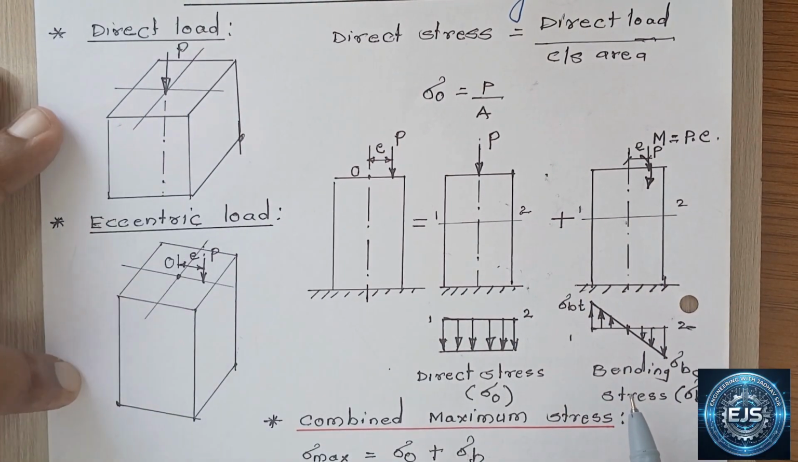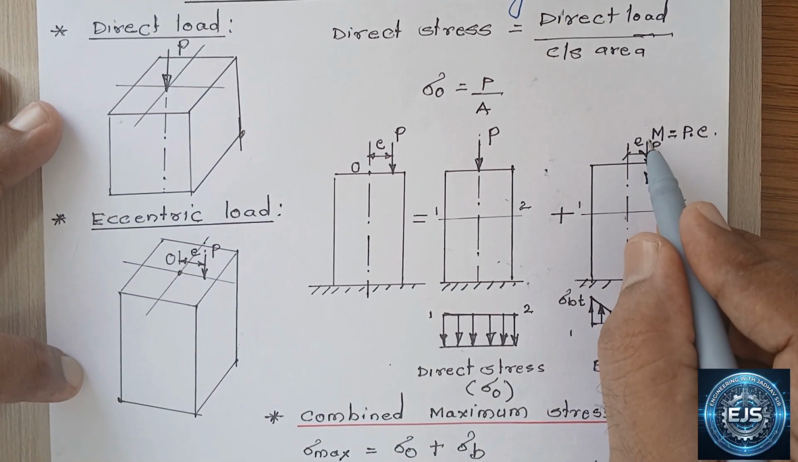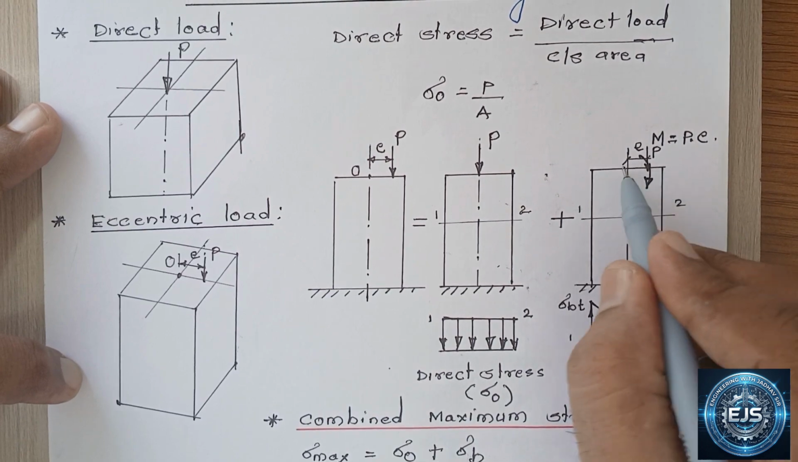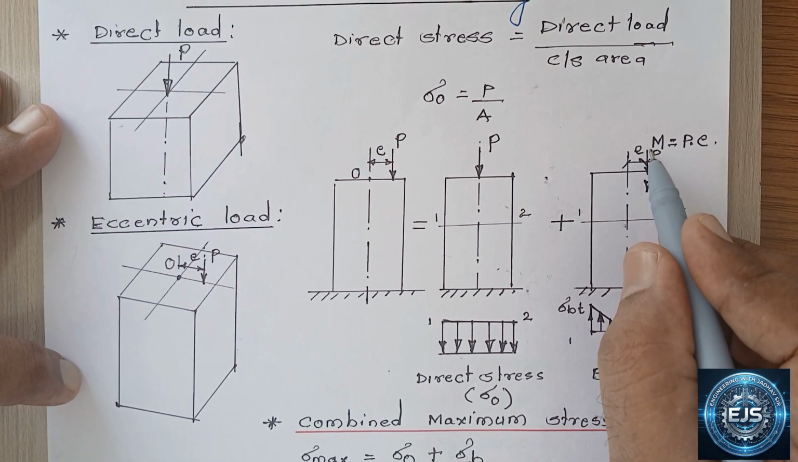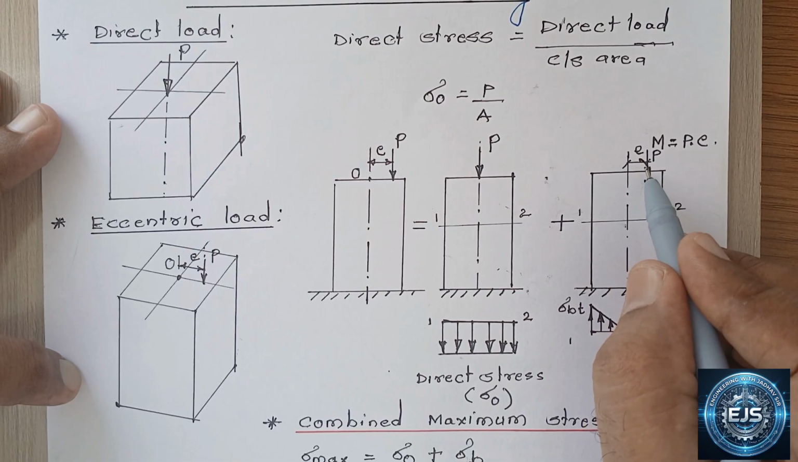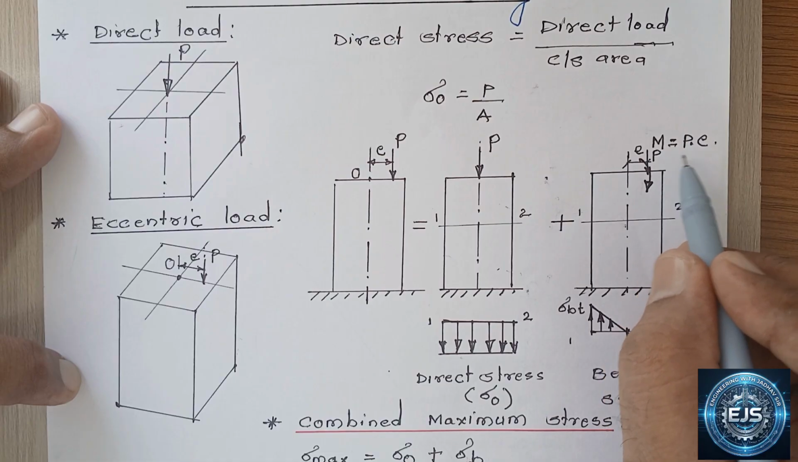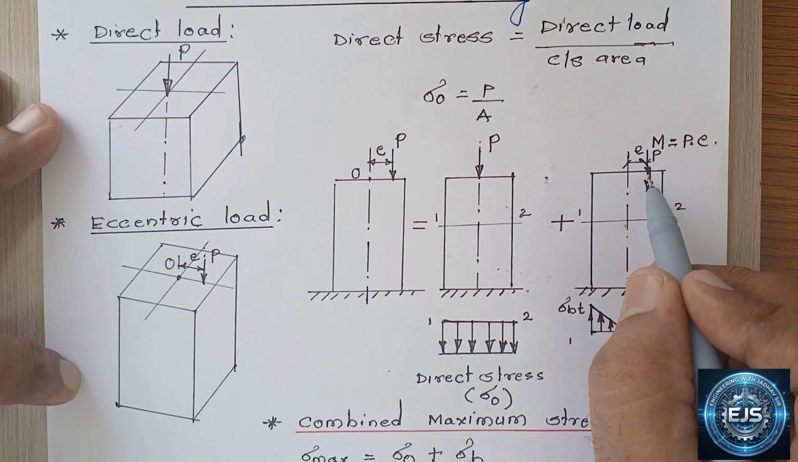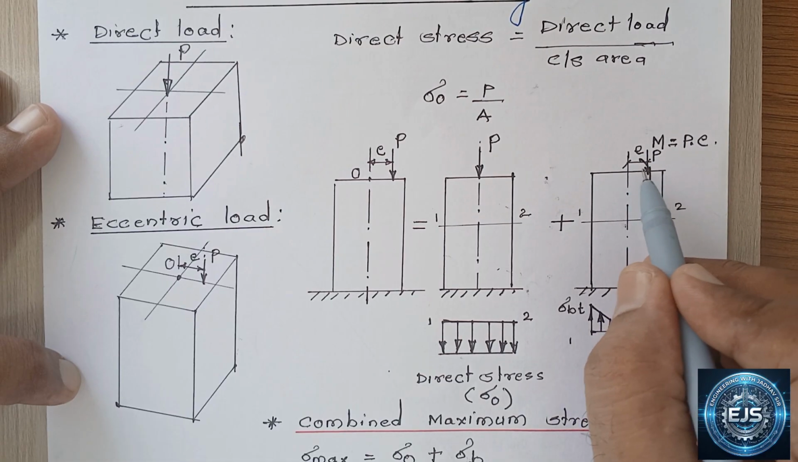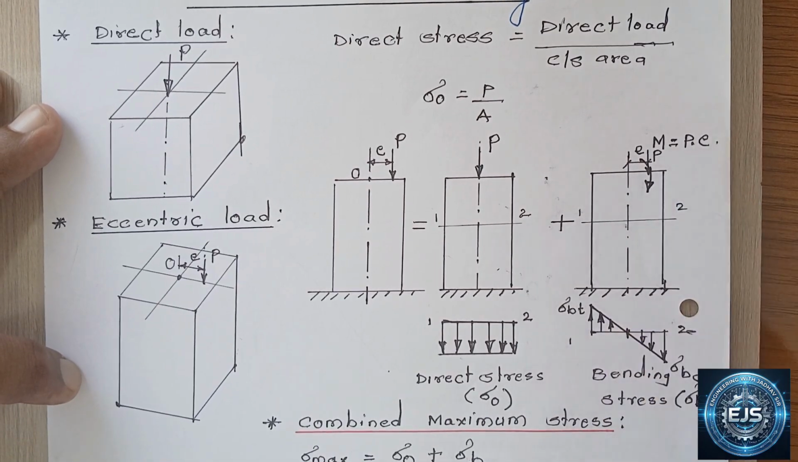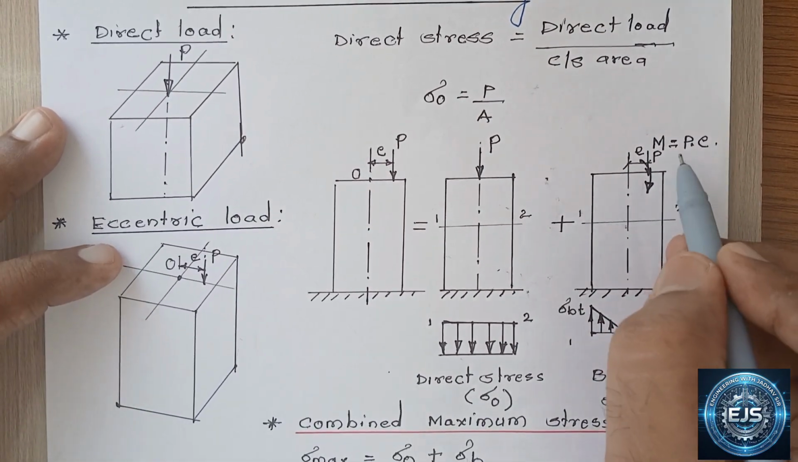that is a bending effect. This load is acting at an offset distance e, which is called the eccentricity. So this load into the distance from the axis creates a moment, and the moment direction is shown here. The moment is of magnitude M, and that is nothing but the load P into its distance from the axis, that is the eccentricity. So M is equal to P into e. So this is a bending moment.